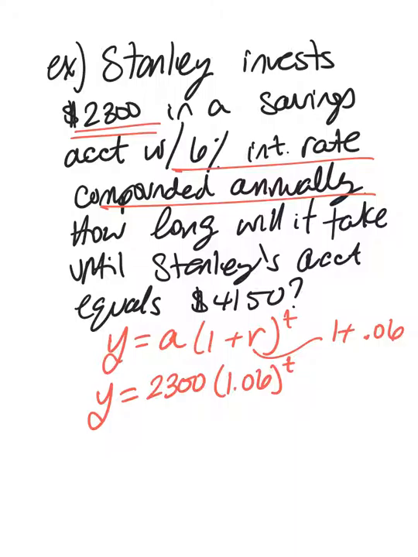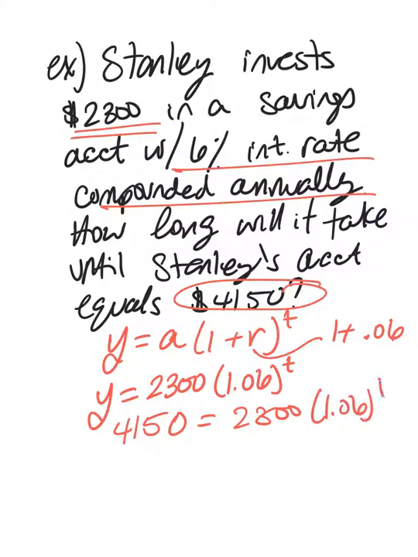I'm now saying take this equation and you have to set it equal to $4,150. So $4,150 equals 2,300 times 1.06 to the t. All right, solve for t. We're solving for time, how long it's going to take to do this. First thing, divide both sides by 2,300.